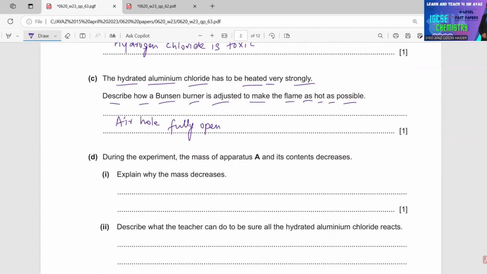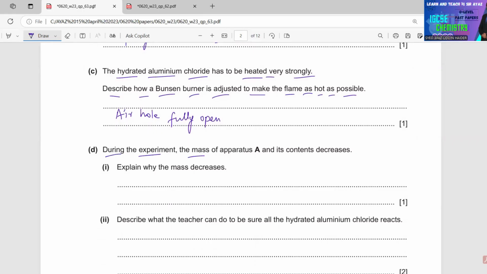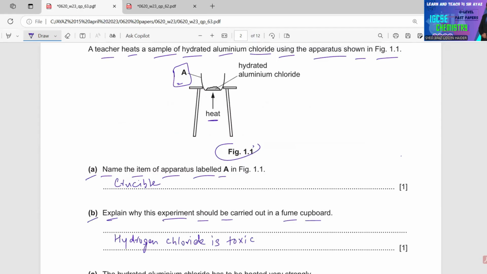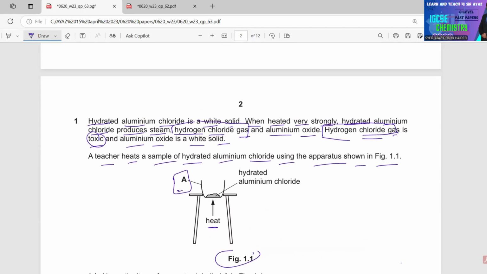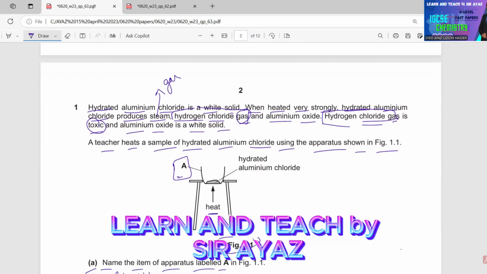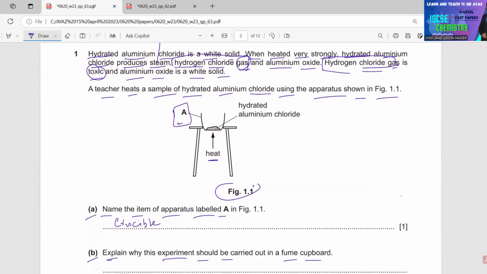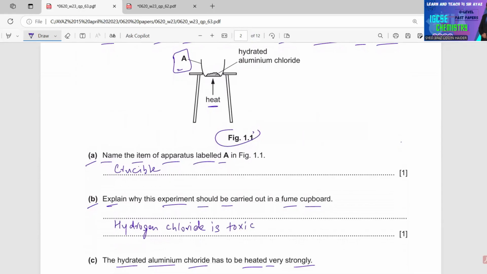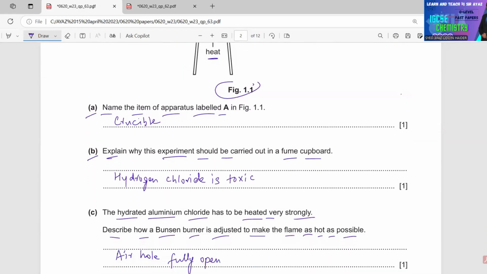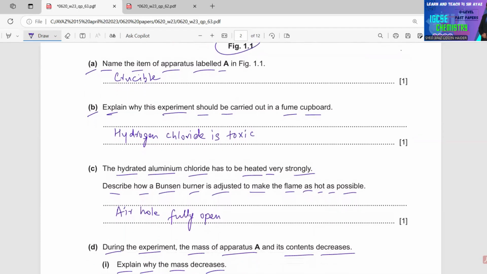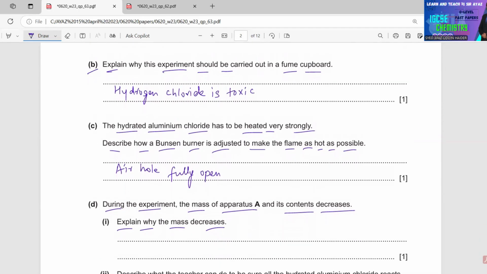Part D. During the experiment, the mass of apparatus A and its contents decreases. Explain why the mass decreases. If you look at the experiment, what is produced? You have two gases produced here. It's also a gas, steam, the gas, and hydrogen chloride. It's also a gas. So you can write either gas or mention the name of gases. You can write steam or hydrogen chloride, leave or escape. You can even write gases leave or escape or lost in the surrounding.